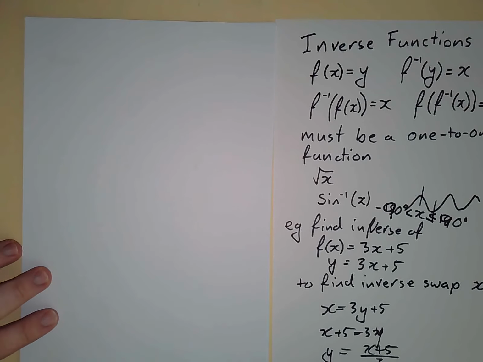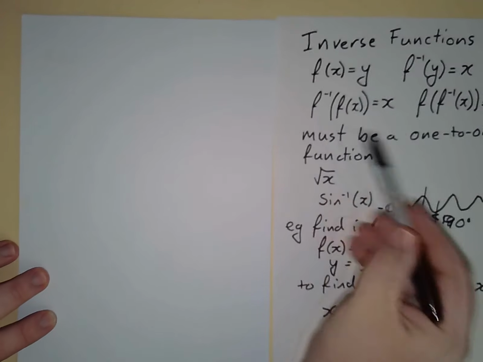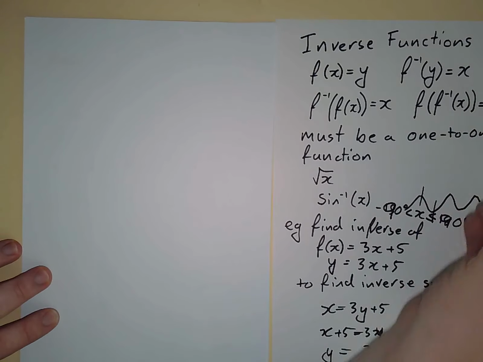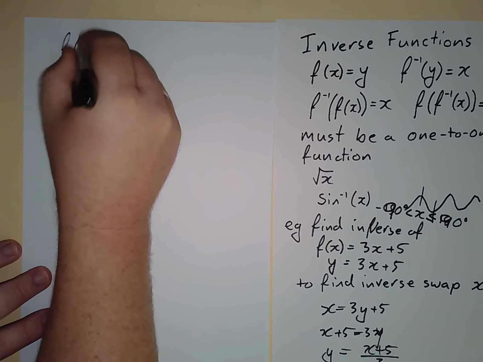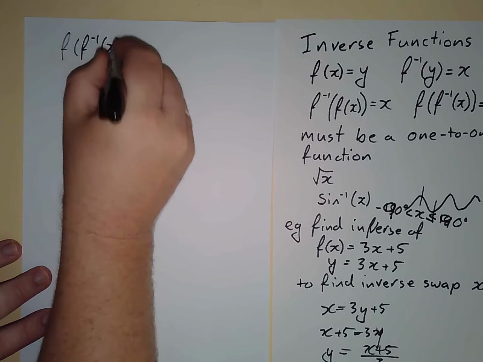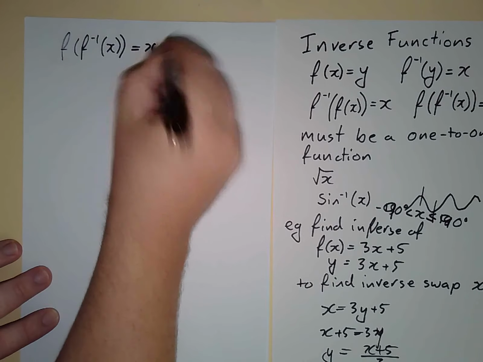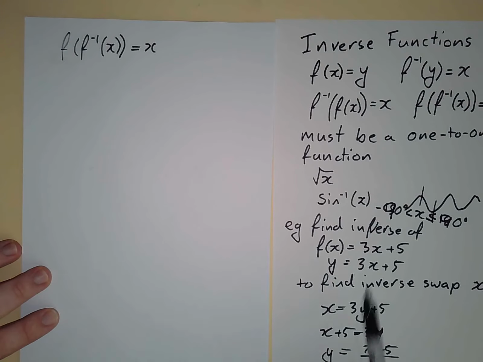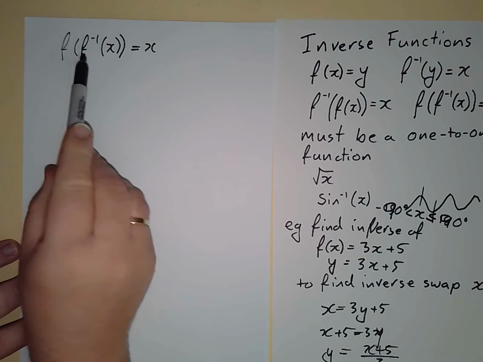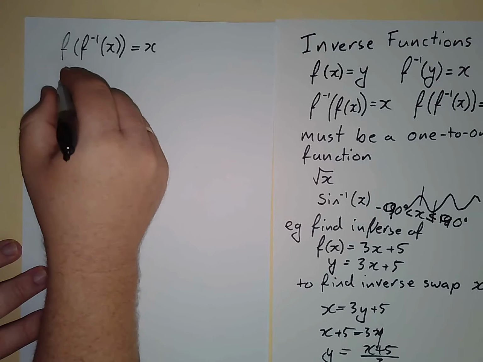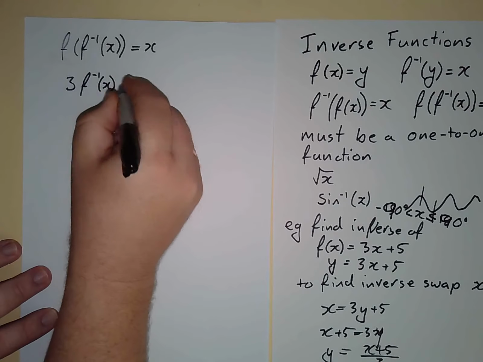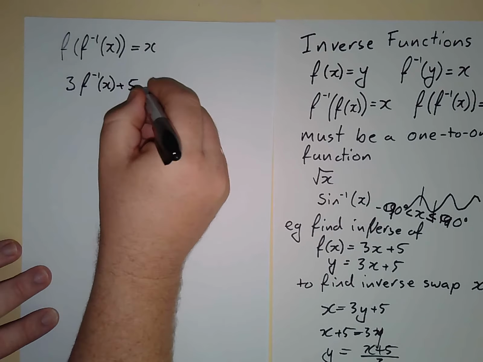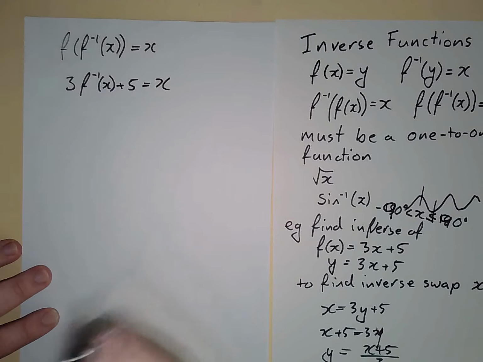Now, the second way of finding the inverse is to use these. So I'm going to, in this case, use this one. I'm going to say that f of the inverse of x must equal x. In this case, I know that f of x equals 3 lots of x plus 5. So if I'm putting in the inverse, I'm going to end up with 3 lots of the inverse of x plus 5, and that's got to equal x.